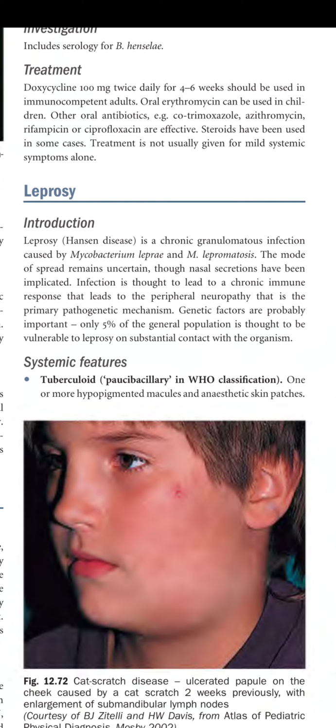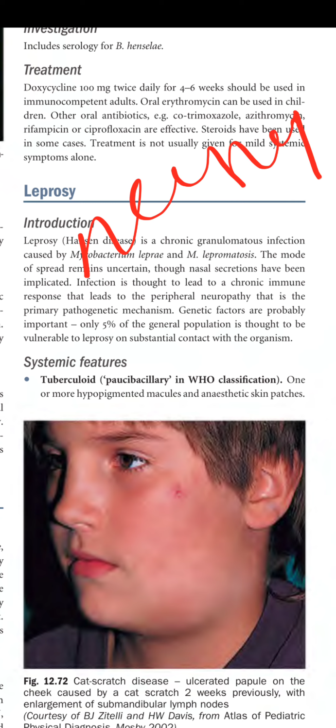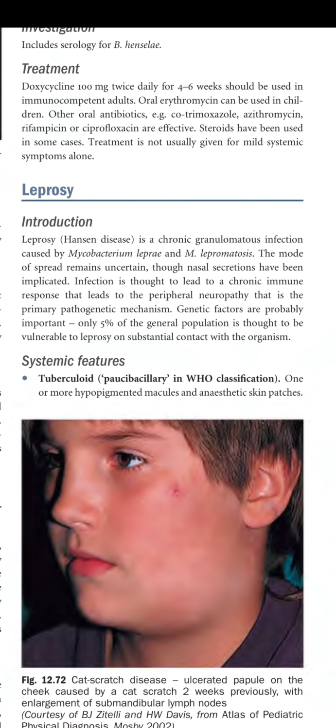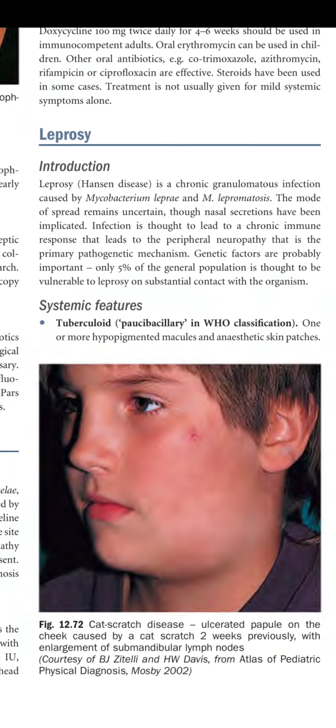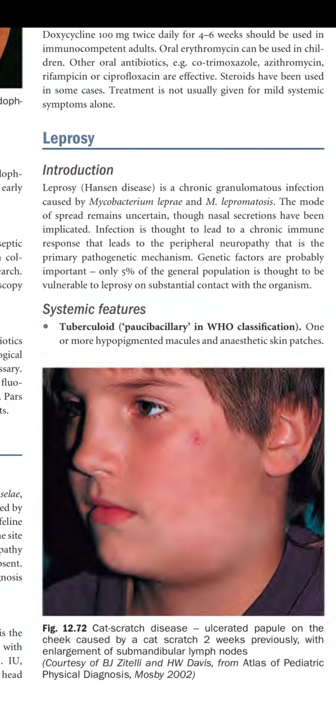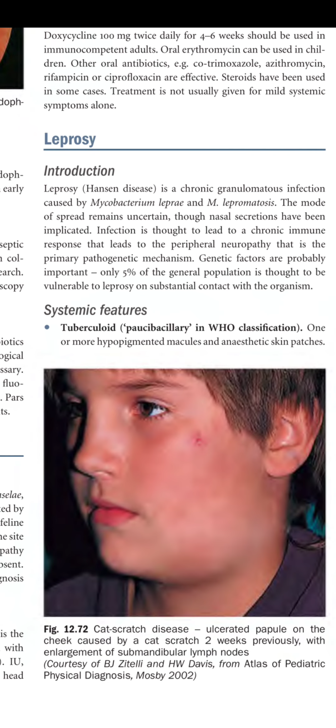Infection is thought to lead to a chronic immune response that leads to a peripheral neuropathy, which is the primary pathogenetic mechanism. So there is going to be neuropathy in a case of leprosy, and there is going to be decreased sensation from the nerves, which is causing the problems. Genetic factors are probably important. Only 5% of the general population is thought to be vulnerable to leprosy on substantial contact with the organism.